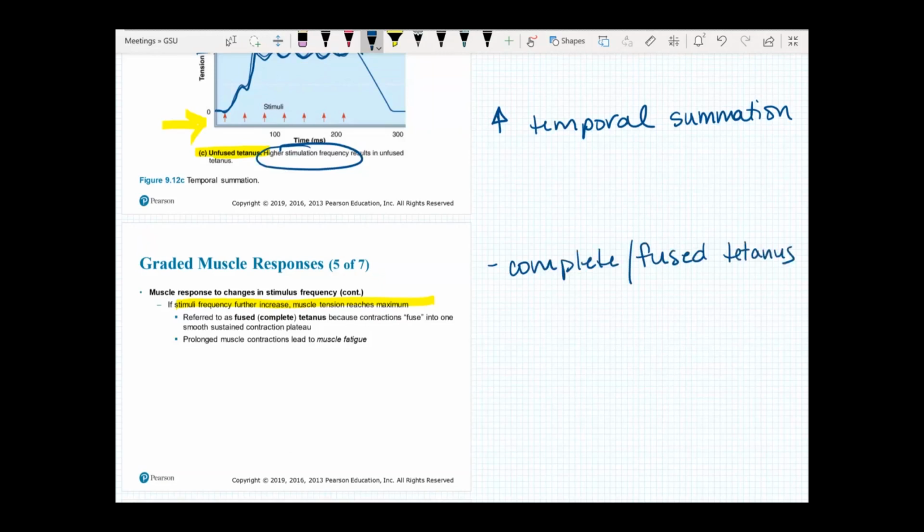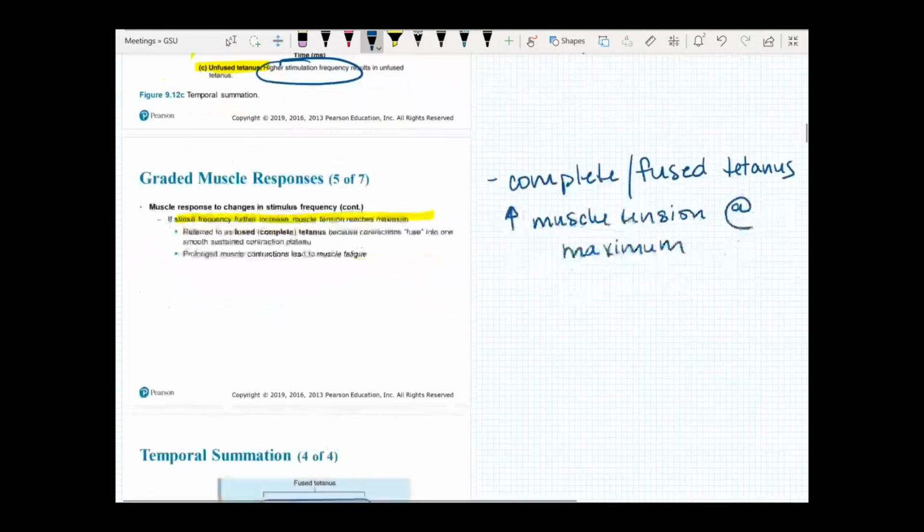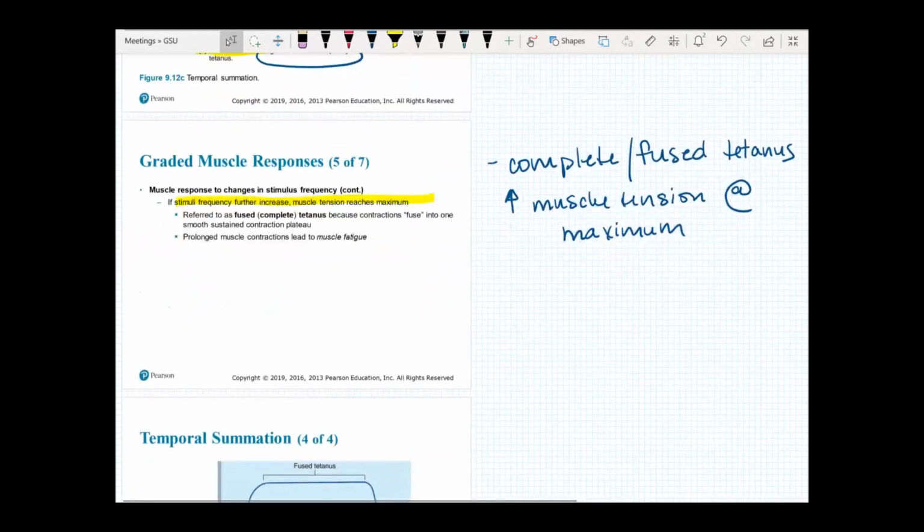And this is going to be the most maximal contraction. So you're going to increase the muscle tension until it is at the absolute maximum it can go. And when it's at the maximum, it's going to be complete. And what it will do is it will create a smooth but sustained contraction. So it'll stay there, a smooth and sustained contraction that will look like a plateau.